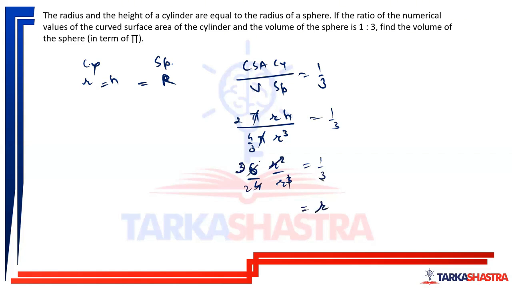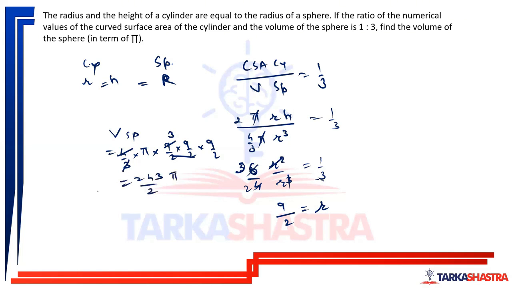This 3 comes here, so your r becomes 3 into 3, 9/2. What is the volume of the sphere? Volume of the sphere is 4/3 pi r cube. R cube is 9/2 into 9/2 into 9/2. So this 2 2s are 4 gets cancelled. This is 3 1s are, this is 3 3s are. So 81 into 3, it's 243/2 pi. 243/2 pi will be the answer.